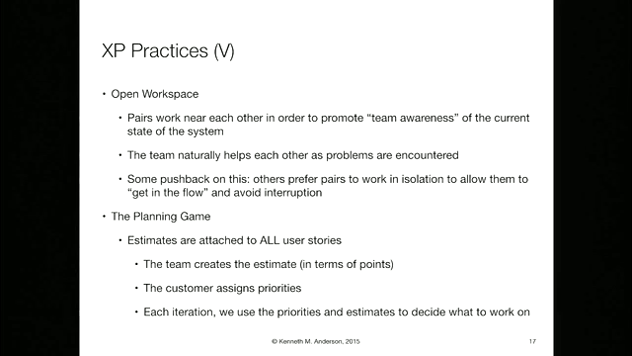If two people working on a system over there suddenly have a problem, we can hear about it and say, oh, hey, what's the problem? We were working on that yesterday. And get knowledge of what's going on throughout the team. So the proponents say that having pairs work near each other promotes team awareness of the current state of the system. The team will just naturally help each other as problems are encountered.